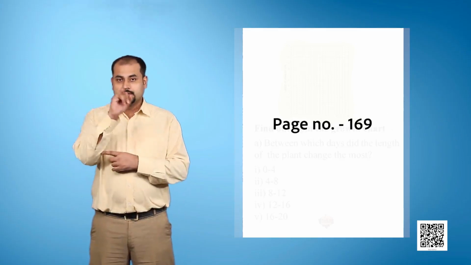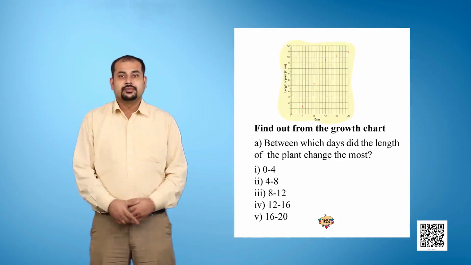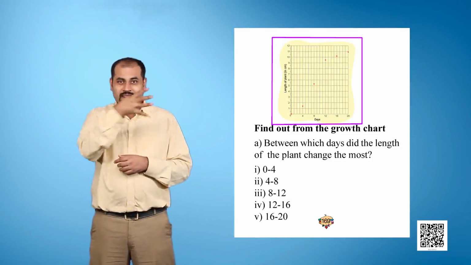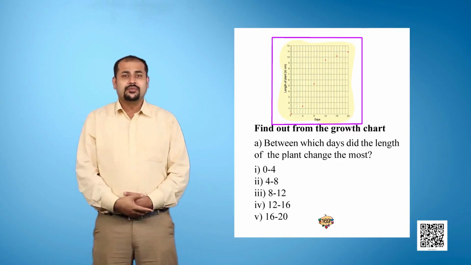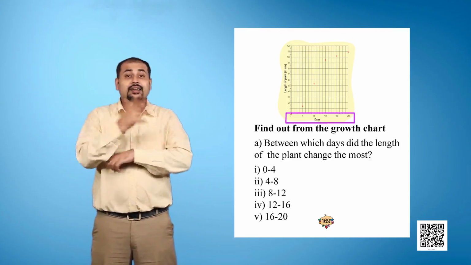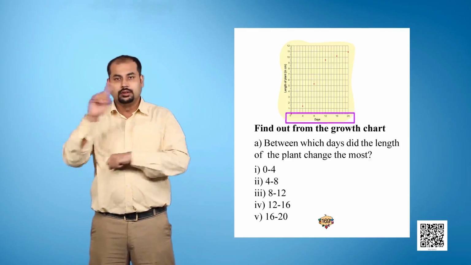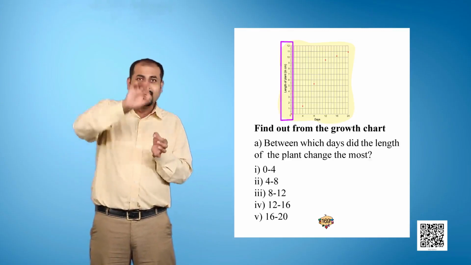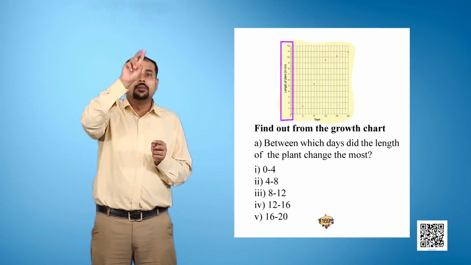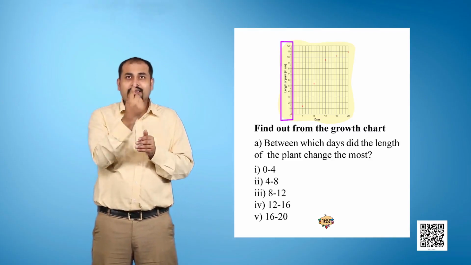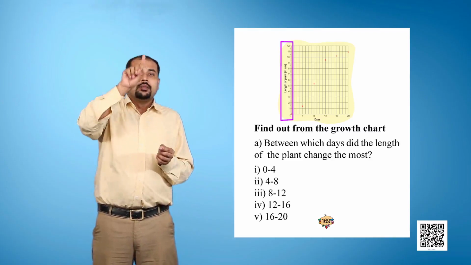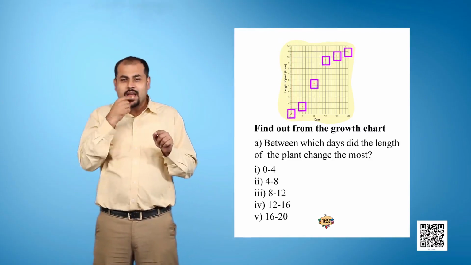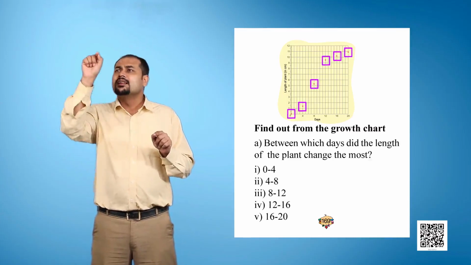Page 169. We see the chart created by Amit on this page. On the horizontal axis, days are shown from 0 to 20. On the vertical axis, we see the length of plant in centimeters. So it's a scale going from 0 to 12. And the many red dots will make things clear for you.